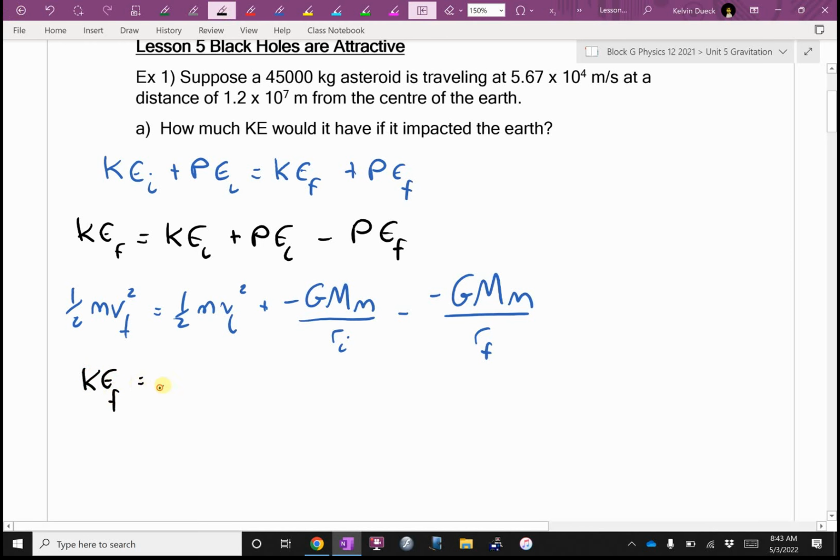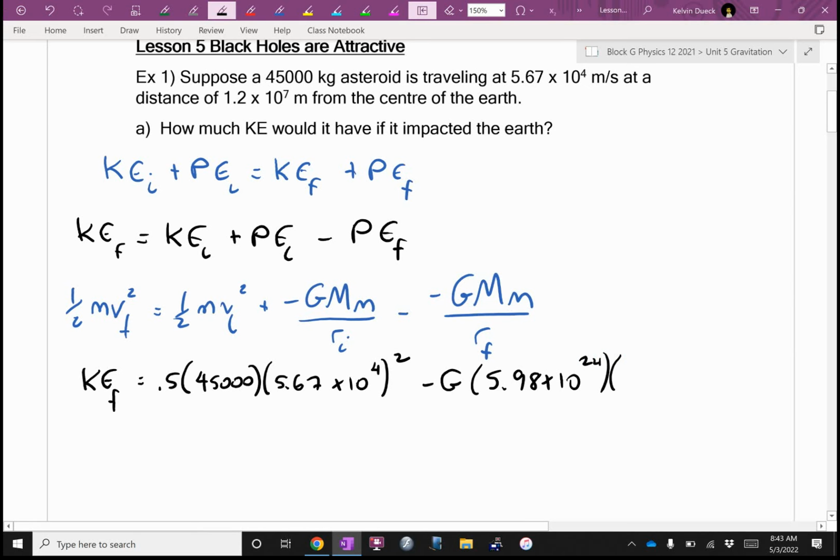That's what they wanted. It's going to be 0.5 times, glad you made it, sir, 45,000 times the initial speed, 5.67 times 10 to the 4th. Don't forget the squared. Take away big G, mass of the Earth, 5.98 times 10 to the 24th. I'm not even going to be able to fit this on one line. Mass of the satellite, 45,000, all over. What's my initial radius?